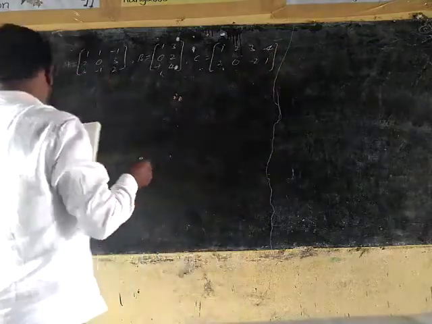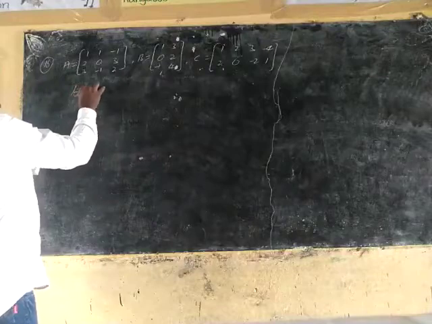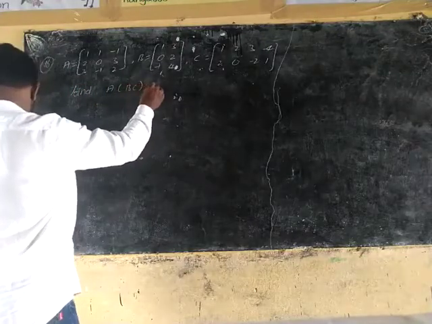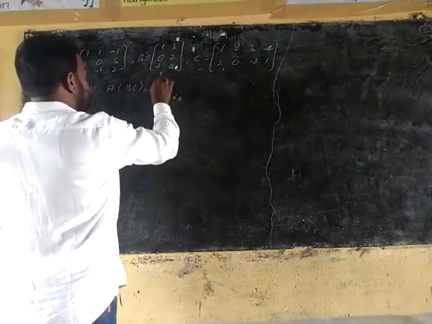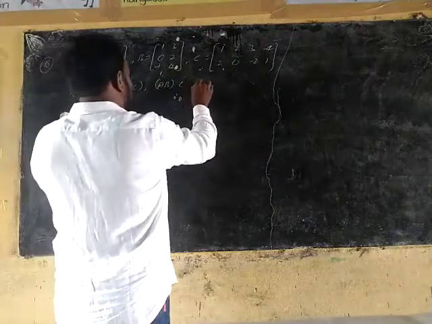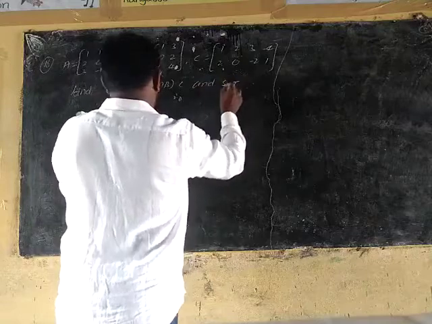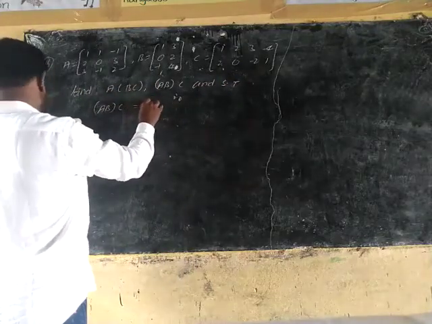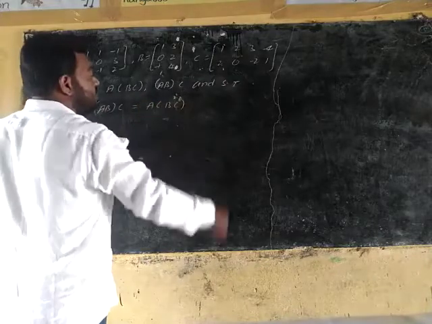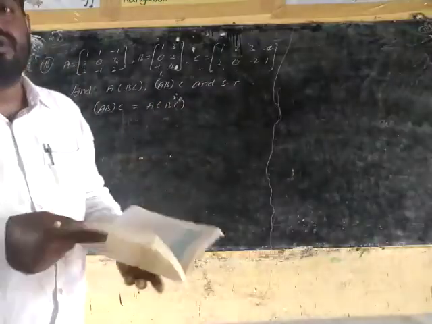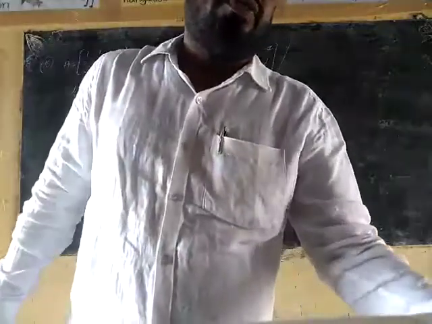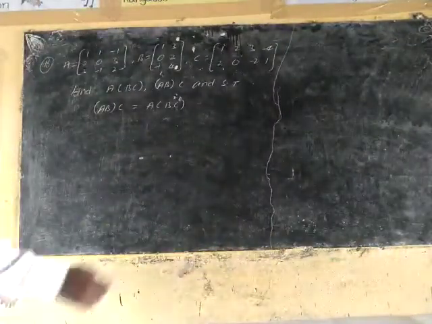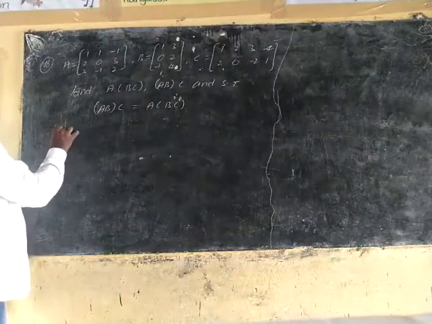find A into BC and AB into C, and show that AB into C is equal to A into BC. This is the question. These are very important for 5 marks. For 5 marks they always ask questions like these only. Important question, you see. Solution.